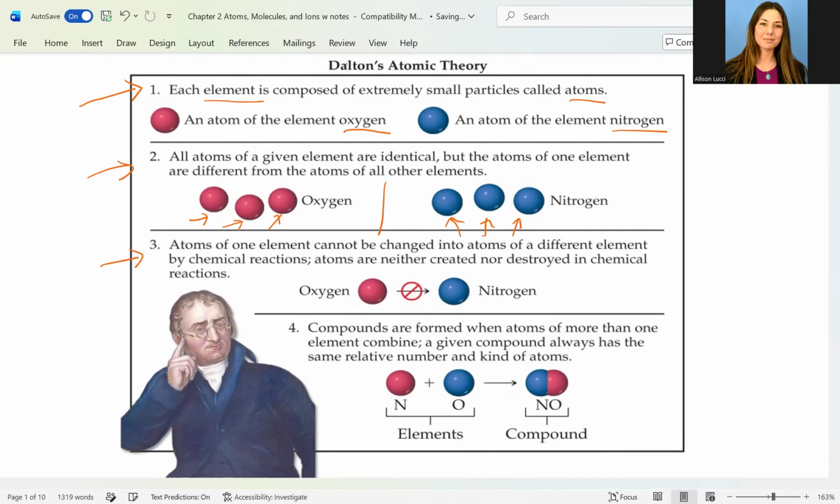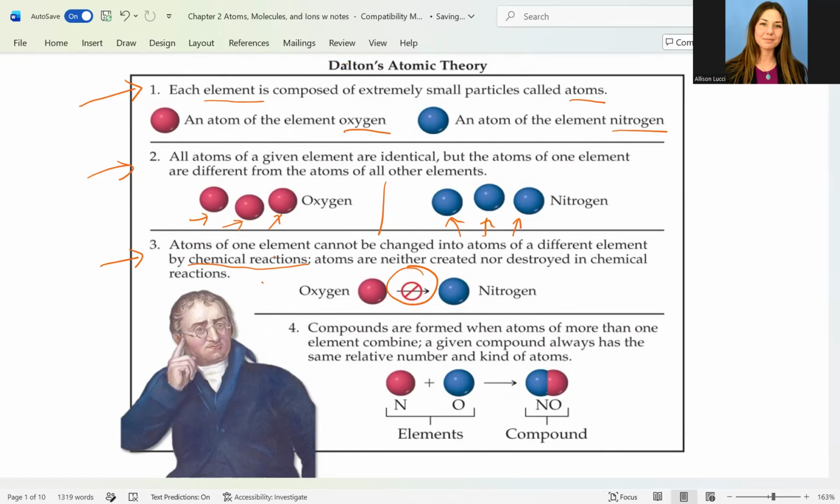In number 3 here, we see that atoms of one element cannot be changed into atoms of a different element, not through chemical means anyway. We can see that if we study nuclear chemistry, there's some discrepancy there where we can convert through decay, radioactive decay of nuclei, but for our purposes, this is true. We cannot make oxygen into nitrogen.